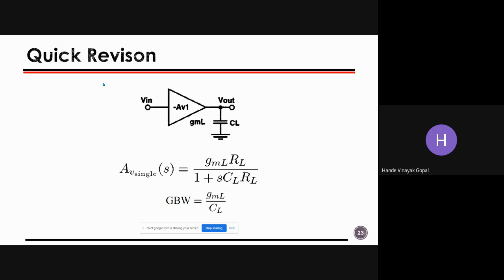And that is also visible here, where if the second term in the denominator becomes prominent as the frequency increases, then RL gets cancelled, and you get GM1 by CL, which is the gain bandwidth. And at low frequency, S equal to 0, the gain you get is GM1 into RL. This circuit is very basic.